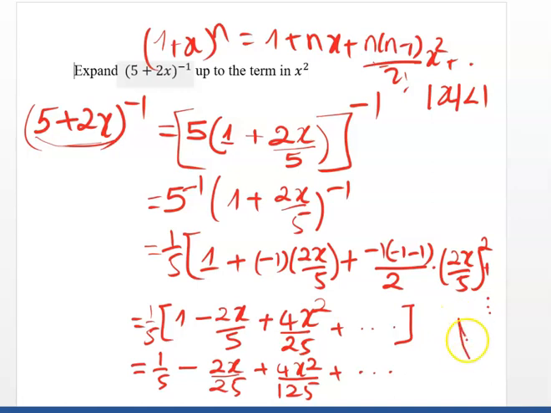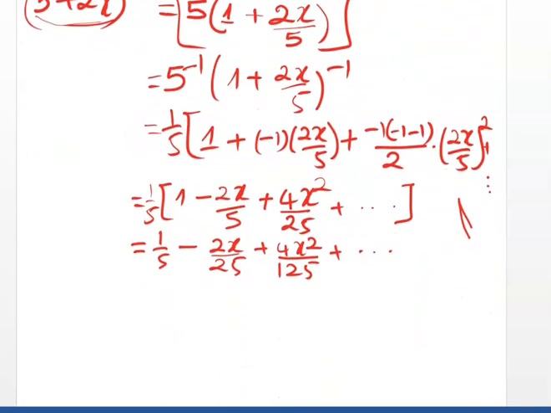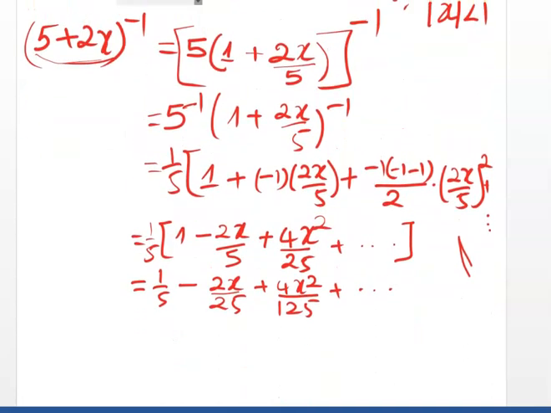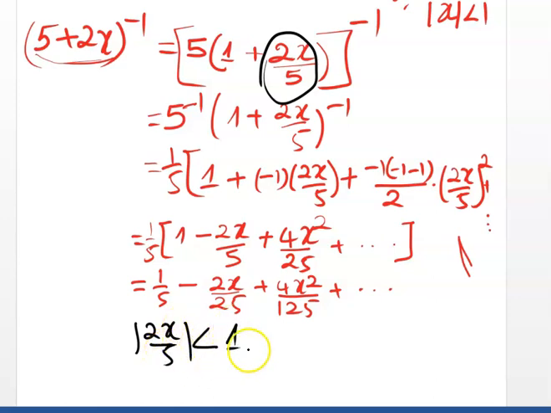Now, if you are asked to obtain the range of values of x for which the expansion is valid, it was arranged in this form, so we are going to use this, since it has been put in that form. It will be valid if the absolute value of 2x over 5 is less than 1.